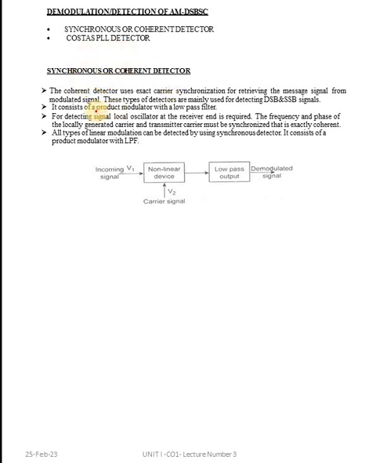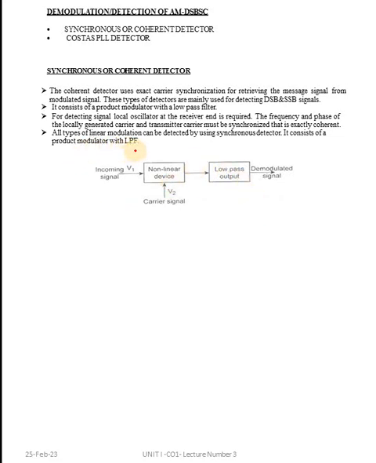Synchronous or coherent detector. The coherent detector uses exact carrier synchronization for retrieving the message signal from the modulated signal. These types of detectors are mainly used for detecting double sideband suppressed carrier and single sideband suppressed carrier signals. It consists of a product modulator with a low pass filter. For detecting a signal, a local oscillator at the receiver end is required. The frequency and phase of the locally generated carrier and the transmitter carrier must be synchronized, that is, exactly coherent.